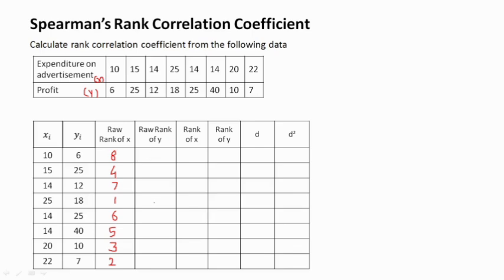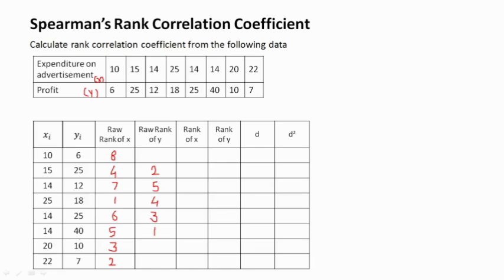Similarly, we give the ranking to the Y variable values. The highest value is 40, so its rank is 1. The next value is 25, its rank is 2. This 25 is repeated twice, so we give the next 25 the rank 3. Then 18 is there, its rank is 4. After 18, there is 12, so its rank is 5.